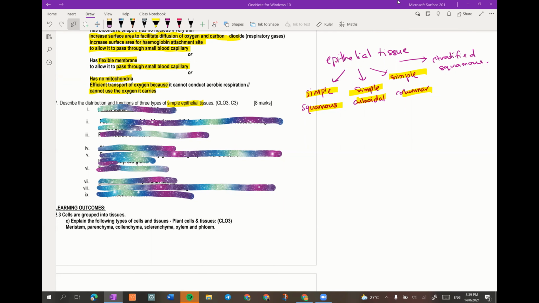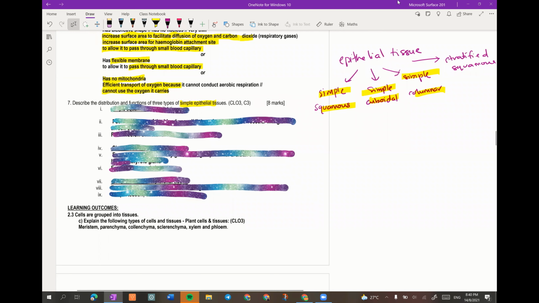Okay, so dia minta simple squamous, simple cuboidal, and simple columnar, and dia minta secara spesifik only the location, distribution, and also the function of it. So location and function untuk yang simple squamous you tahu dia adalah sangat nipis. So the location more toward like alveoli.